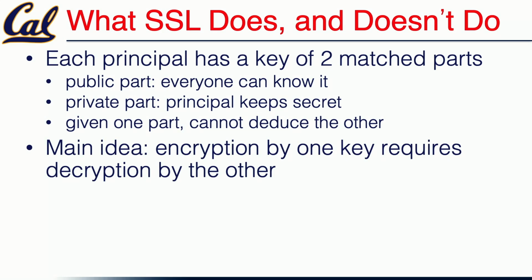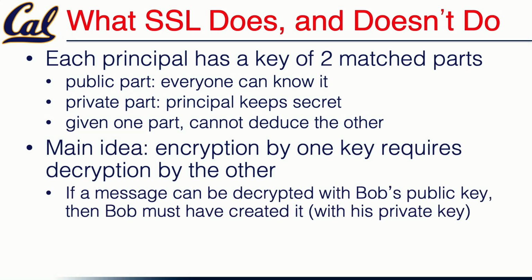So the main idea is that if you encrypt something with one of them, you need the other one to decrypt, and you can do that in either direction. So how do you use this? One way is, if a message is received and Bob's public key is able to decrypt it, you can infer that Bob's private key must have been used to create it. And so by extension, you can infer that the message really is from Bob, or at the very least, somebody who has managed to steal Bob's private key.